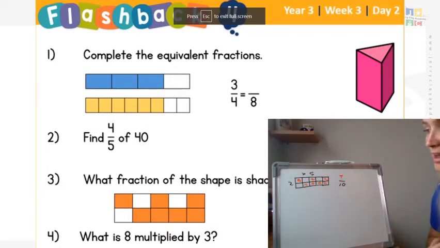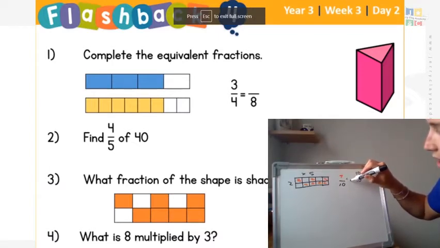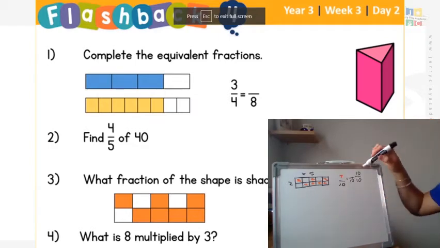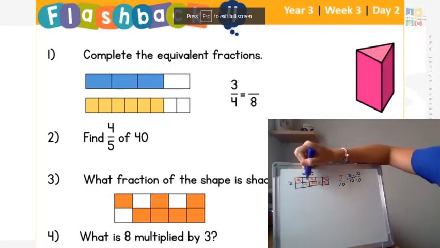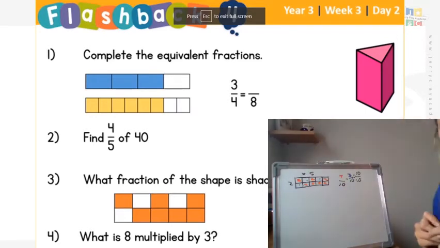Now, you could have counted how many parts are not shaded. However, I know in order to make a whole, what have I got to add? How many parts do I add to the 7? Well, let's count. 7, 8, 9, 10. So I should see that there are 1, 2, 3 parts not shaded. So well done if you got both of those.